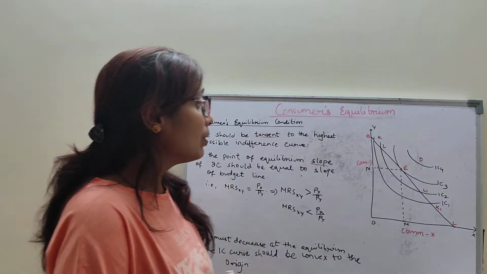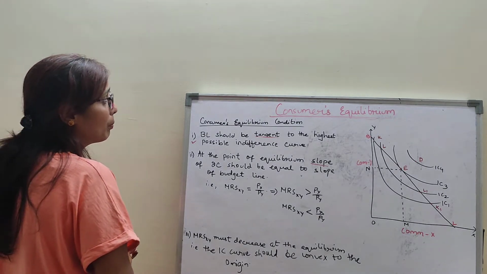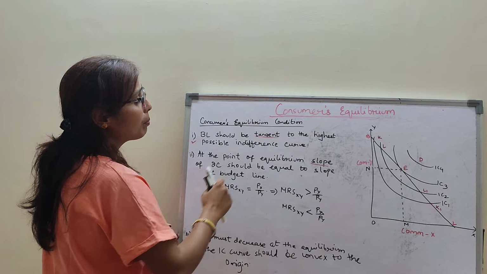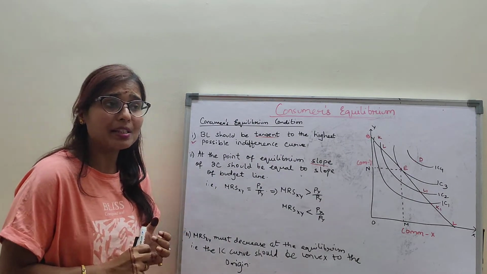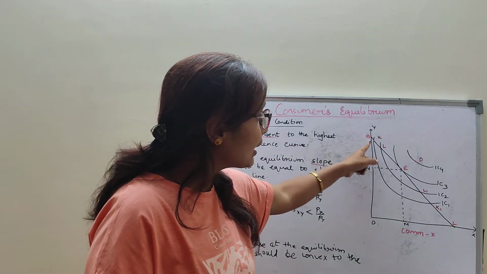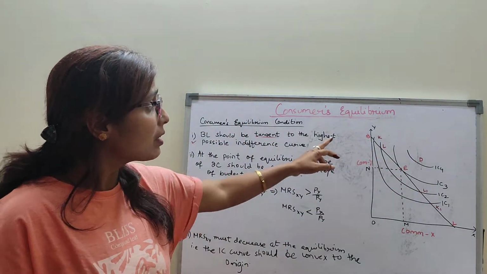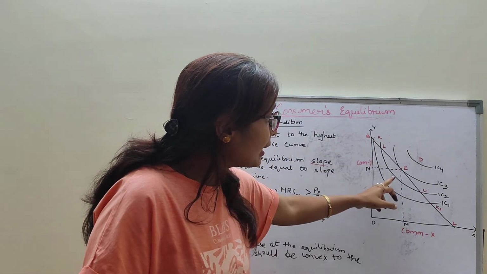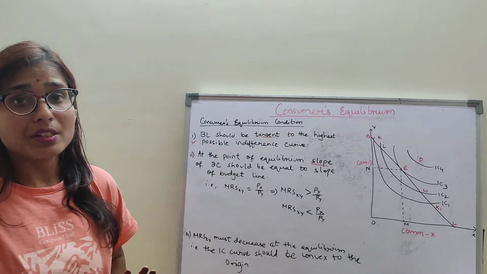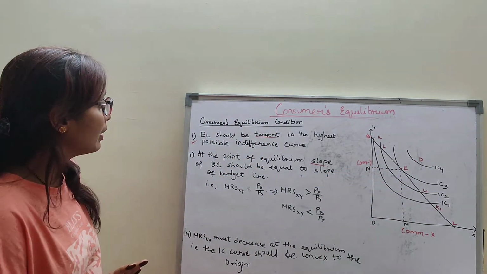Clear? Now there are conditions which have to be fulfilled for consumer's equilibrium. Number one is that BL should be tangent to the highest possible indifference curve. Tangent means a straight line that just touches a curve but does not cross it. So BL is the budget line. The budget line should be tangent to the highest possible indifference curve. The highest possible indifference curve is the IC3 curve. So one point is clear.